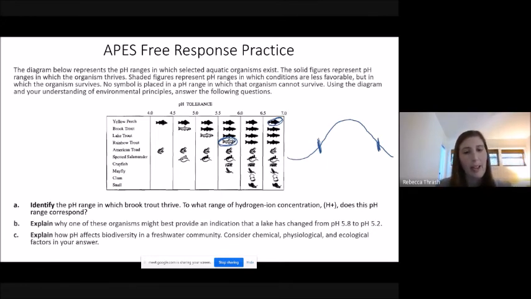So A, identify the pH range in which brook trout thrive. To what range of hydrogen ion concentration does this pH range correspond? Explain why one of these organisms might best provide an indication that a lake has changed from pH 5.8 to pH 5.2. Explain how pH affects biodiversity in a freshwater community. Consider chemical, physiological, and ecological factors in your answer.